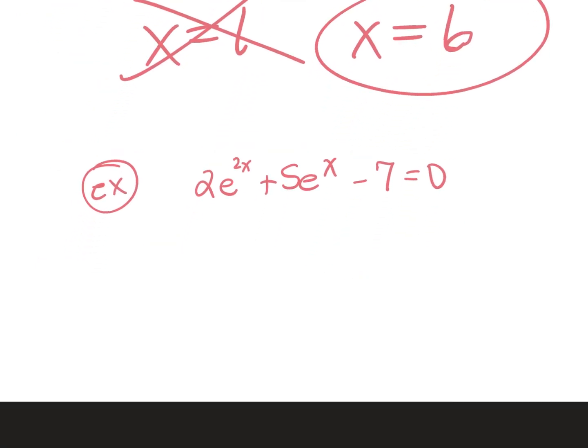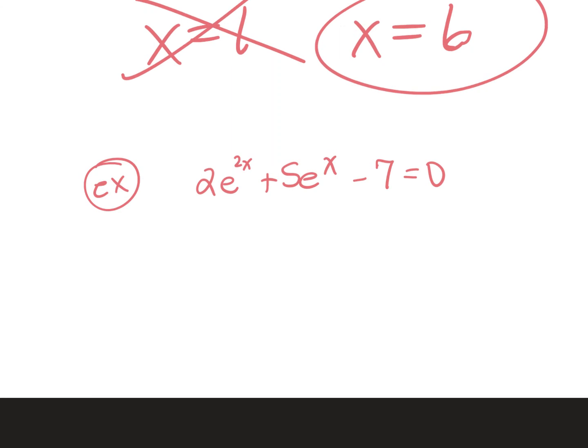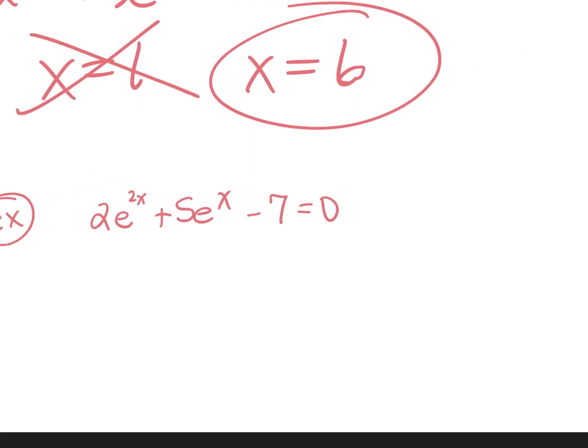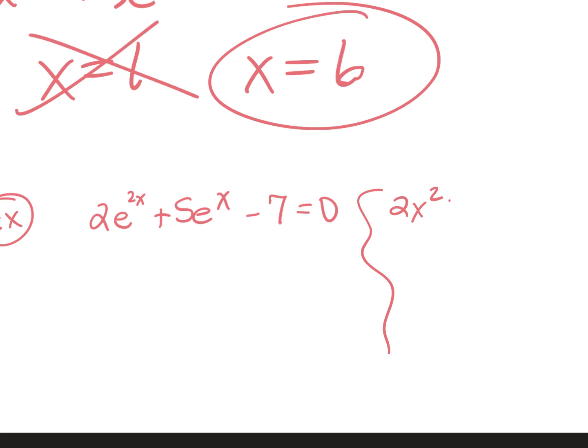All right, write this problem down. What does this kind of look like? What does this problem kind of resemble when you look at it? Quadratic. Kind of looks like a quadratic, doesn't it? Doesn't it kind of look like 2x squared plus 5x minus 7 equals 0? That's the exact problem that it is. We just have one little extra step.